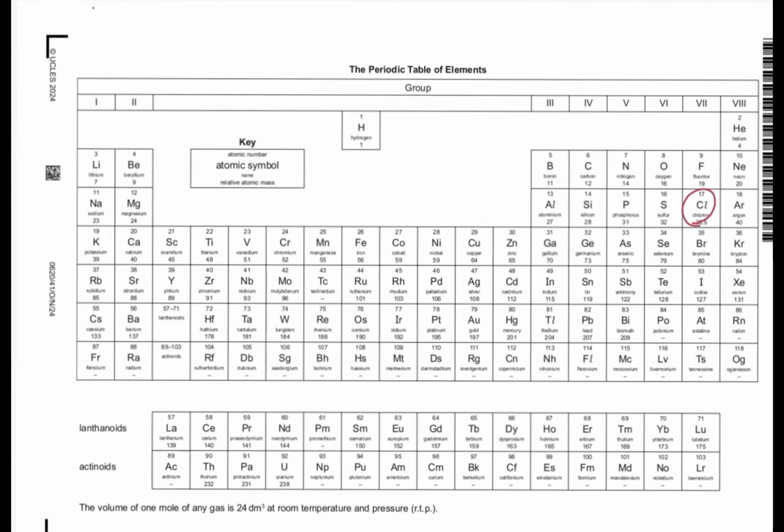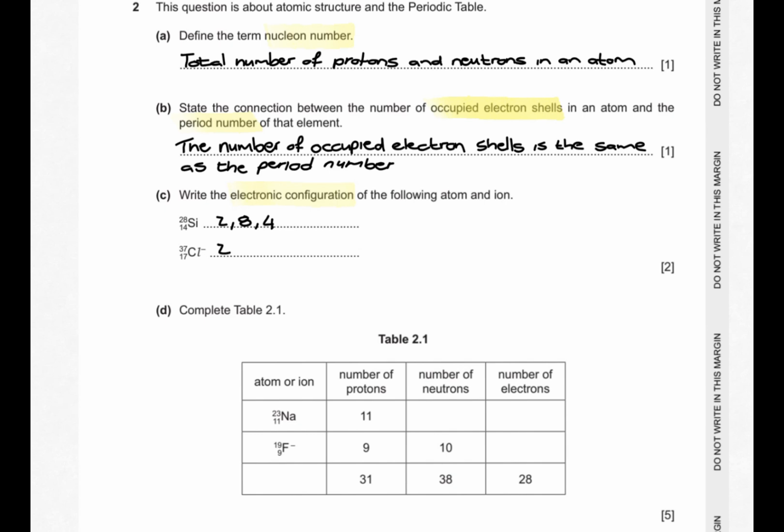Then we need to find chlorine. But we know that this chloride is an ion. It's negatively charged, meaning that it has 1 extra electron. This means it will have the same electron configuration as argon. So in our first shell we have 1, 2. Second shell's 1, 2, 3, 4, 5, 6, 7, 8. And then in our third shell is 1, 2, 3, 4, 5, 6, 7, 8 electrons. So the electron configuration for the chloride ion is 2, 8, 8.